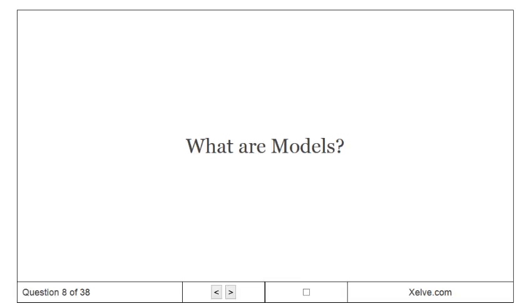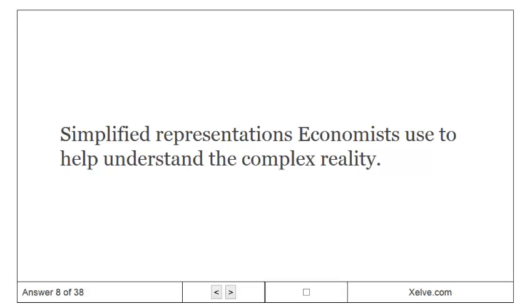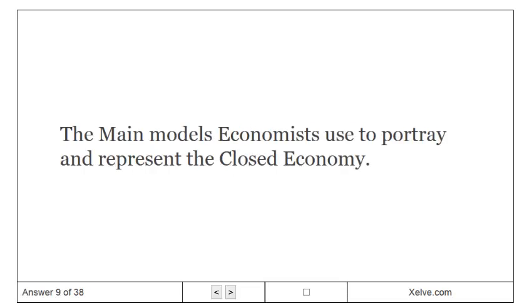What are models? Simplified representations economists use to help understand the complex reality. The production possibilities frontier and circular flow diagram are the main models economists use to portray and represent the closed economy.